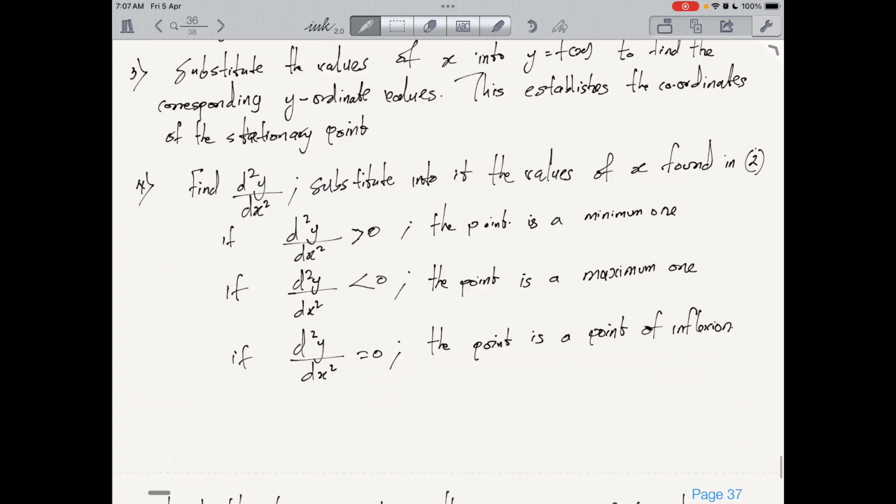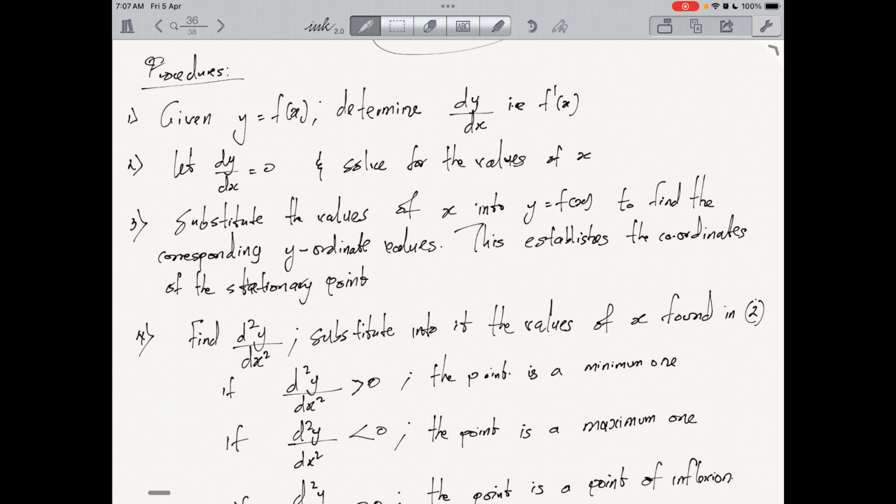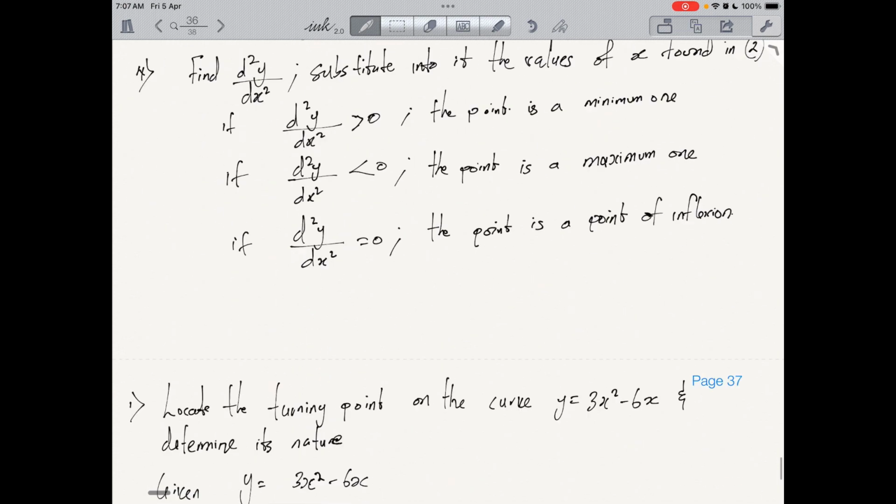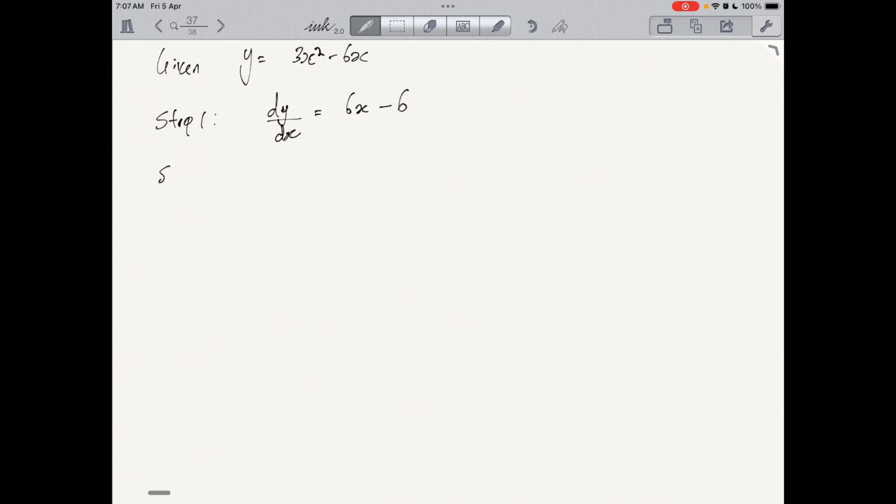Okay. Now in step 2, it says we should let dy/dx be equal to 0 and solve for the values of x. So in step 2, we set dy/dx equal to 0. And dy/dx is 6x minus 6, which equals 0. And from here, we evaluate the value of x. So 6x equals 6, and x equals 6 over 6, which equals 1.